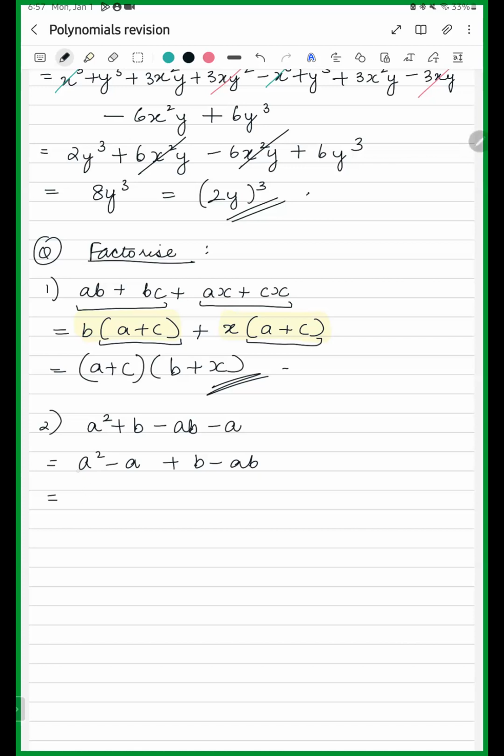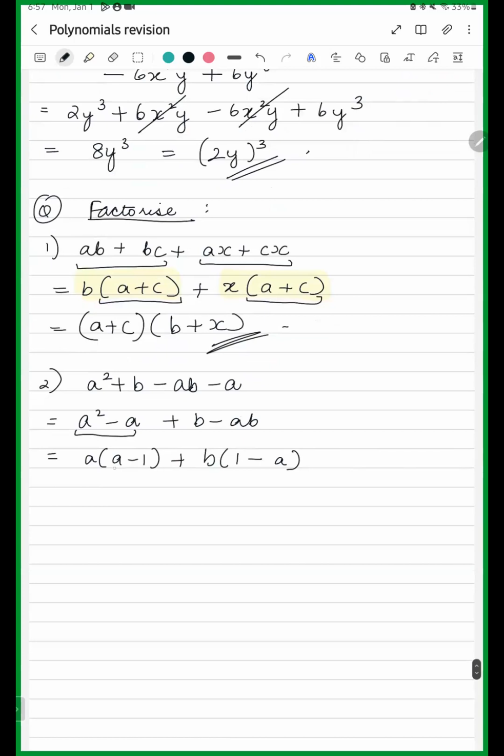So here from these two terms, we take A as common. What are we left with? A bracket A minus 1 plus B bracket, minus AB minus A. Okay, 1 minus A.